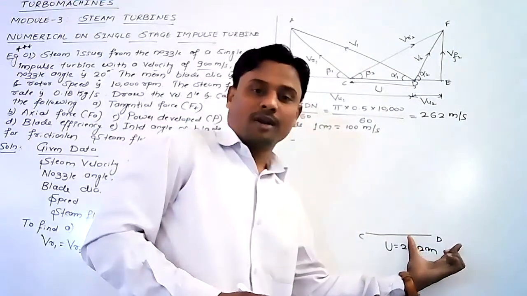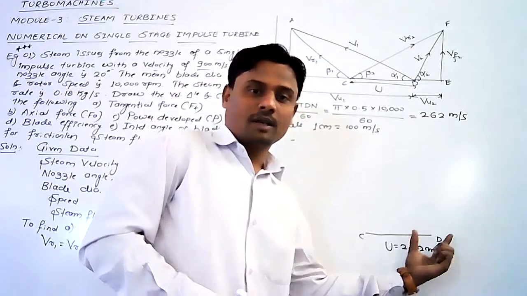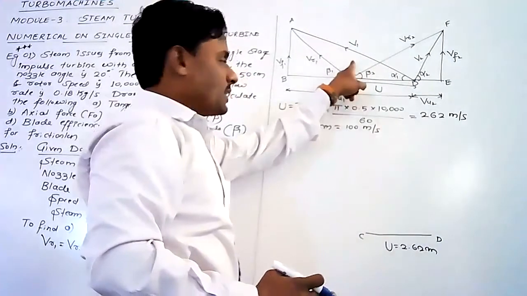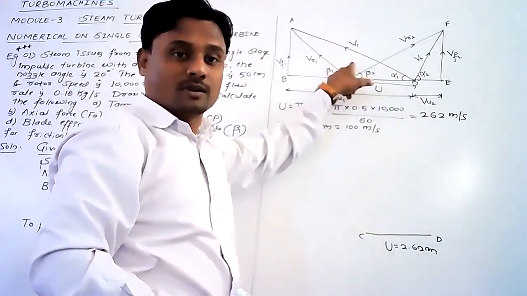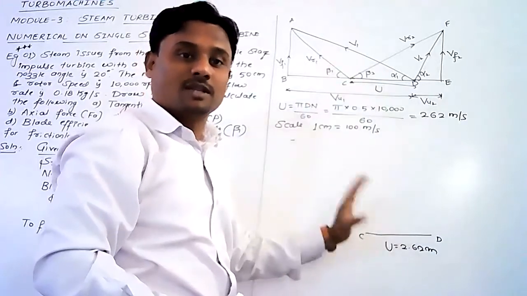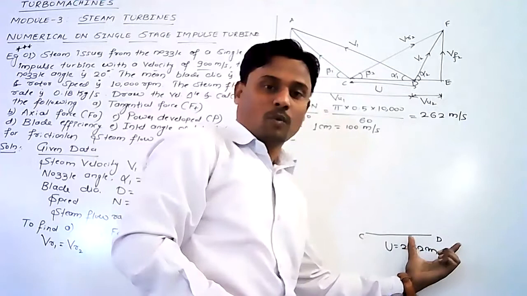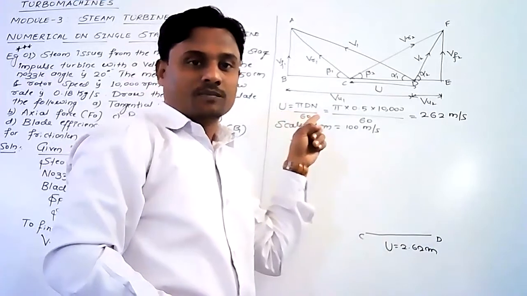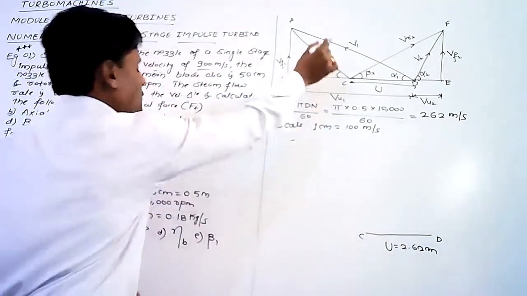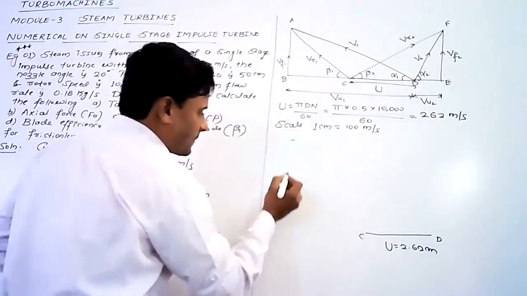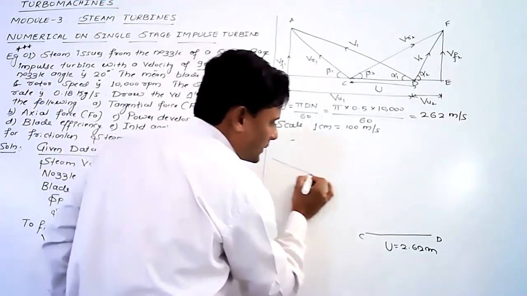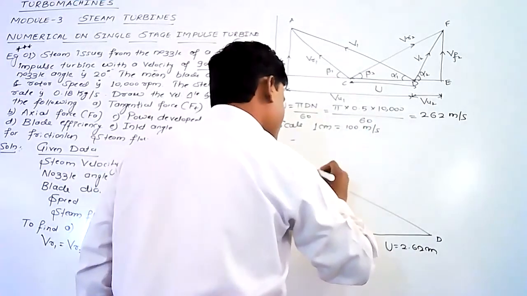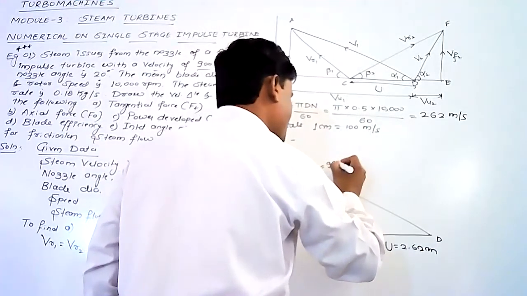So keep the protractor on point D and measure the angle in clockwise direction, because we have to draw the analogous figure to this reference figure. According to this, we have to draw as per the scale. Keep the protractor on point D and measure the angle 20 degrees, and from that point D, extend that line up to 9 centimeters because V1 equals 900 meter per second. This is the V1 line up to A, so V1 equals 9 centimeters.